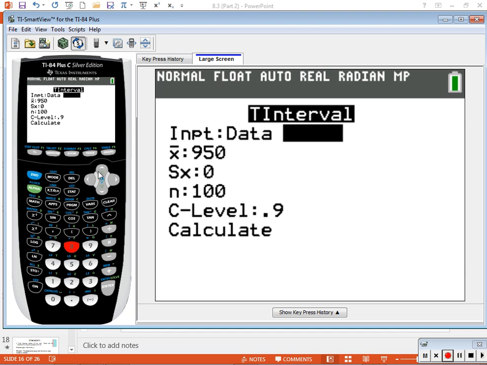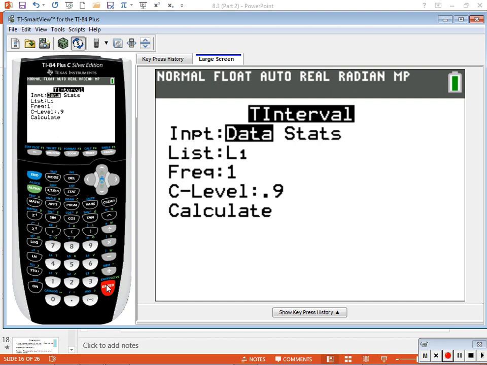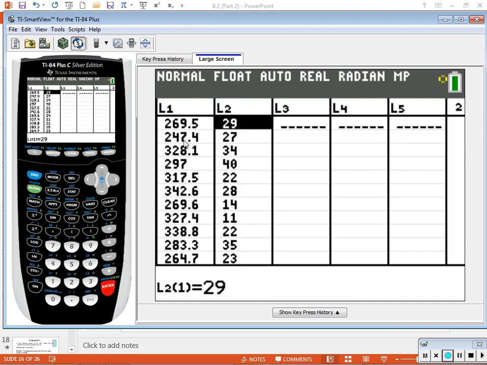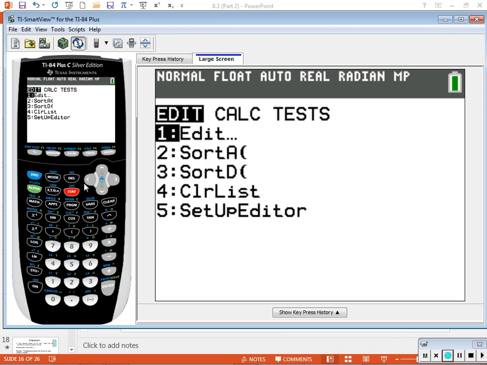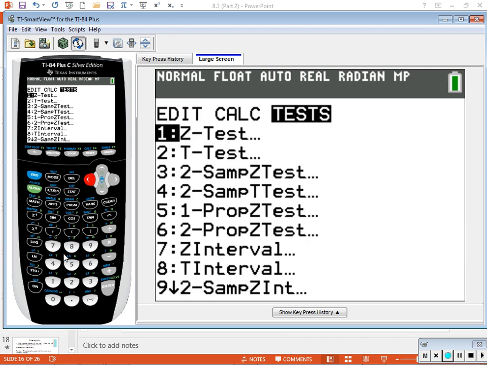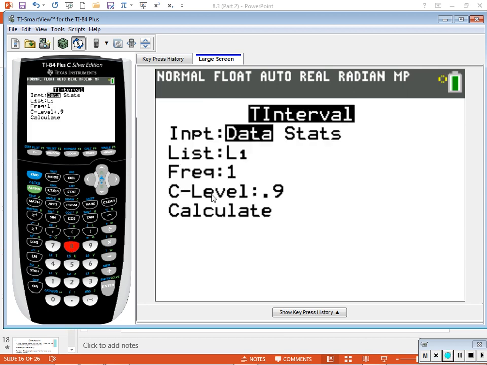So with the input here, I want to go to data, because what I have are the actual data values. What I'll show you here is that I put all of the data values for this problem in the L1 column of the calculator. So if you come back here, once again, come back to stat, test, and I'm going to go to 8 for the t-interval. So I have all the data values in L1.